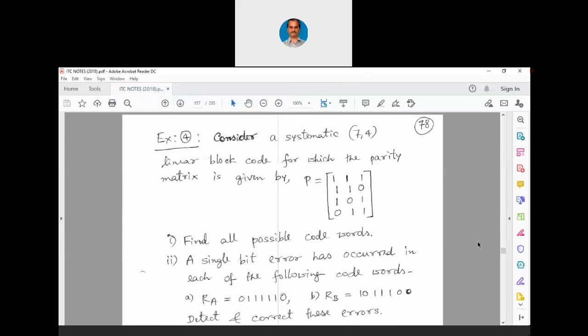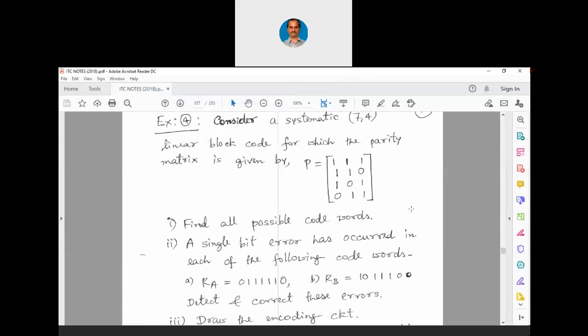Fine. We had seen the syndrome calculation circuit now. Now let us have an exercise using all these concepts. Consider a systematic 7,4 linear block code for which the parity matrix is given by P equals 111, 110, 101, 011. This is the parity matrix which is used at the transmitter. It is also used at the receiver.